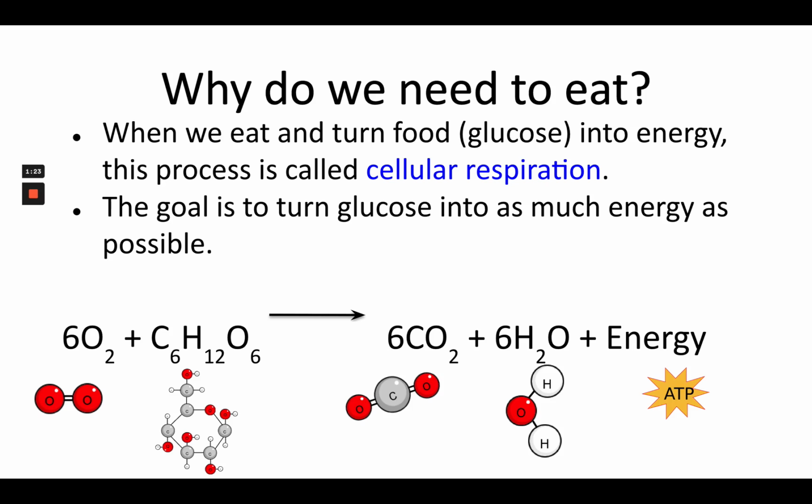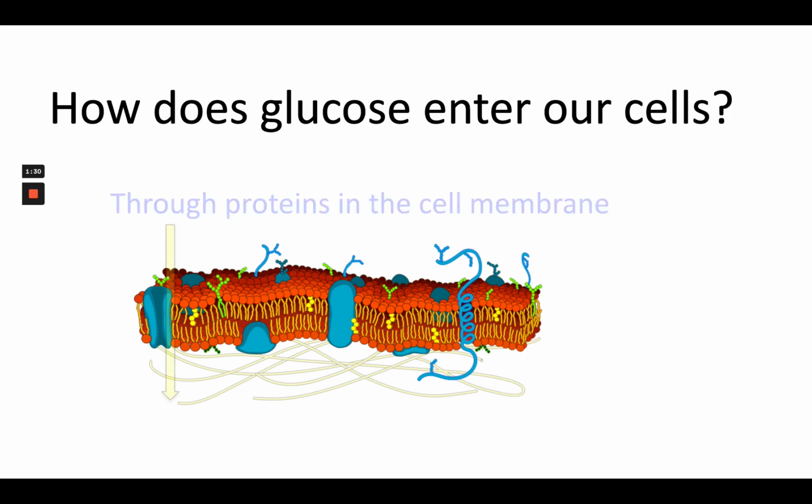So how does glucose enter into our cells? Well, it enters through proteins in the cell membrane. The glucose itself is much too large to get into the cell or get through the cell membrane on its own. So there are special proteins embedded within the cell membrane that allow for the glucose to pass through. And so that's how glucose travels in.